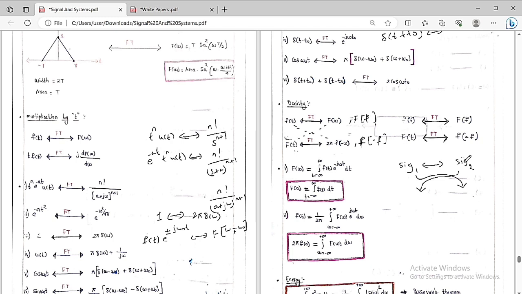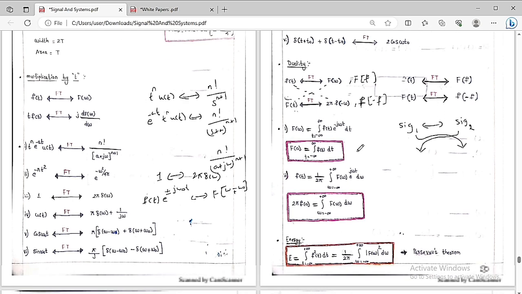If this signal comes in the time domain, then this signal comes in the frequency domain. So what is the meaning of this one? If the frequency domain signal appears in the time domain, then the time domain signal will appear in the frequency domain. That's it, interchanging. That is the meaning. So this formula you have to keep in mind.